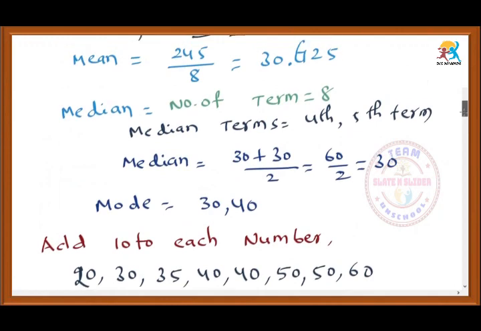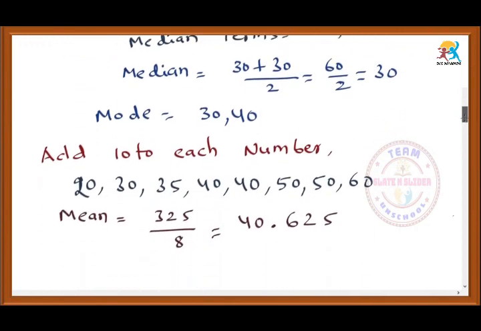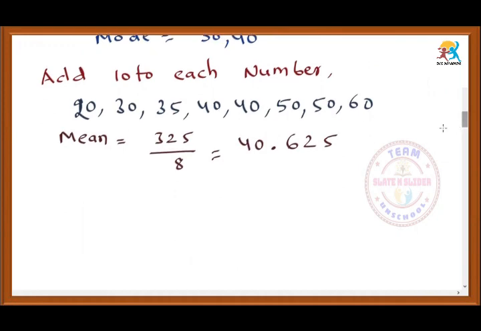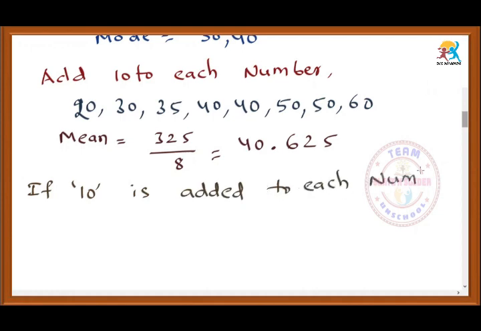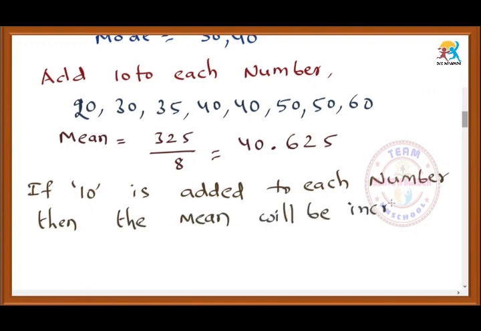In the previous one we got the mean as 30.625, now we got 40.625. Then what happened here? If 10 is added to each number, then the mean will be increased by 10. And we will find the mode and median also.